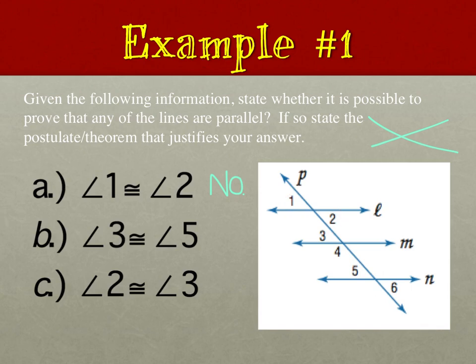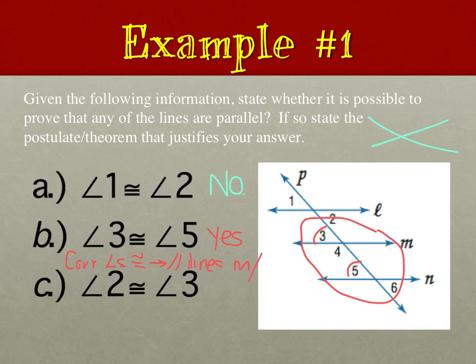Now, next one. 3 congruent to 5. If I mark those angles, let's go ahead and mark those, 3 and 5. All right, so now we're in business. We have 2 separate clusters of angles that we're looking at. We're looking over here and here. 3 and 5. Are they any of the 4 that are created with a transversal? Yes, they're corresponding angles. So what I would write here is yes. And the reason is corresponding angles congruent implies parallel lines.